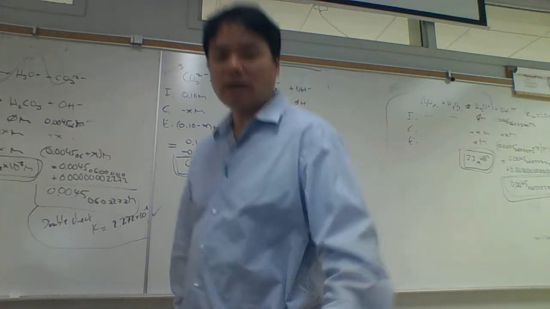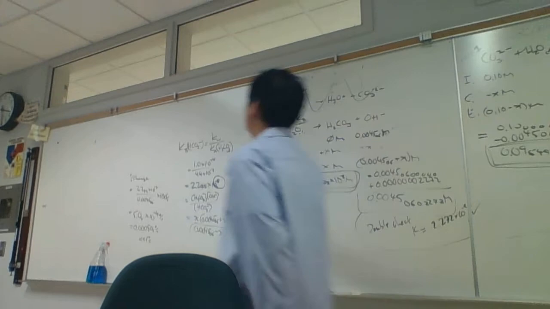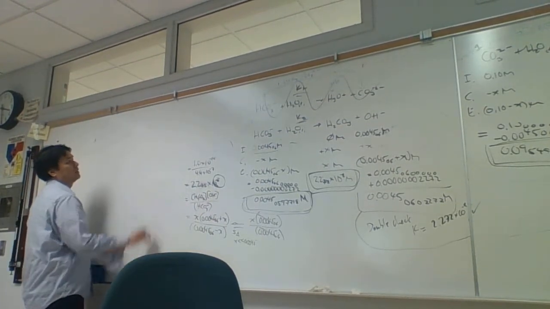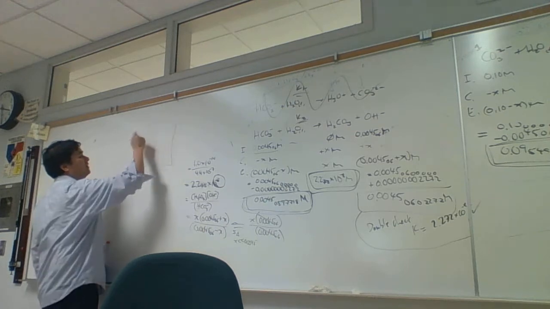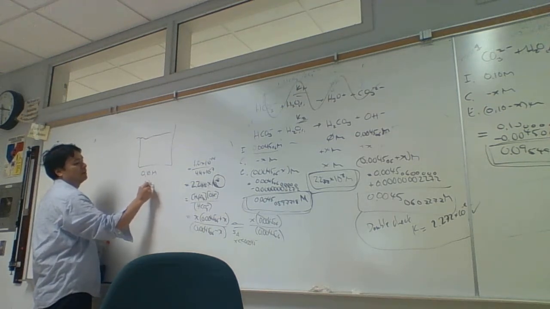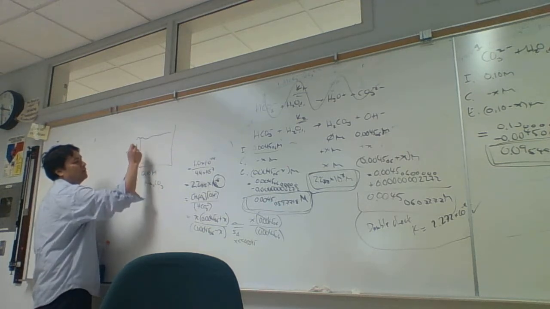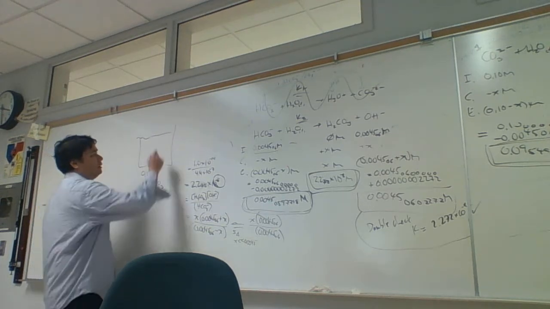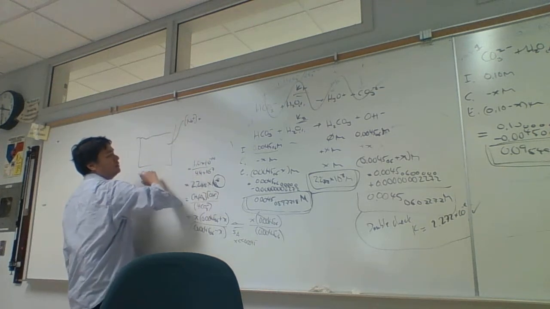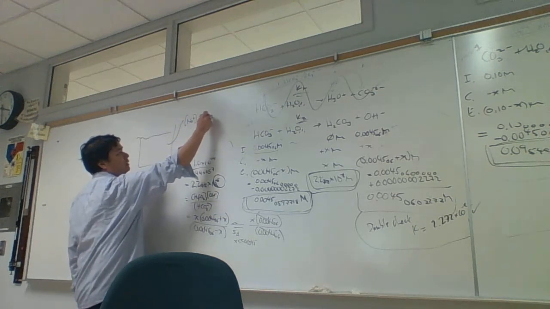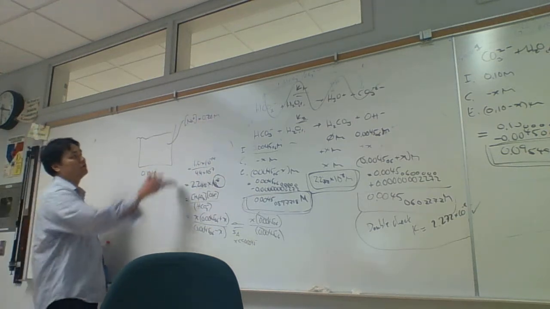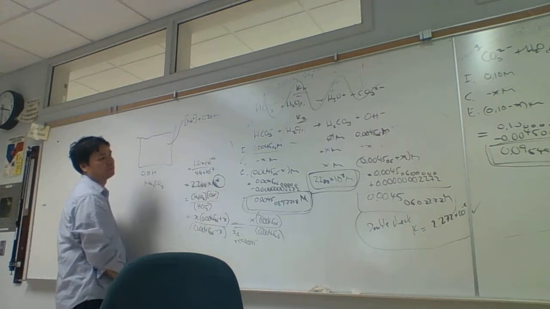Let's go ahead and summarize the final inventory. If I had a solution that's labeled 0.10 molar sodium carbonate, I actually have a lot of species in there. The species that's going to be in highest concentration will be sodium ion. There's going to be twice as much sodium as carbonate. So I'm going to have sodium ion at 0.20 molar.